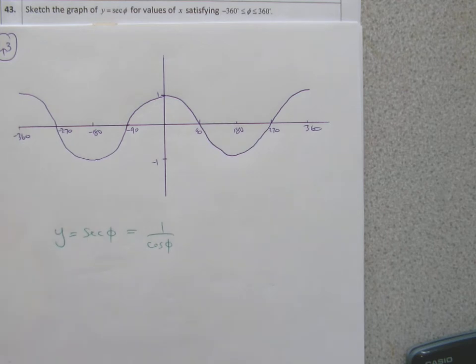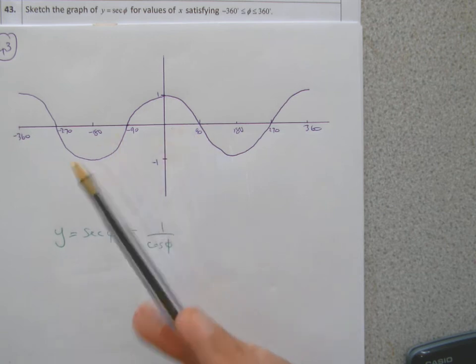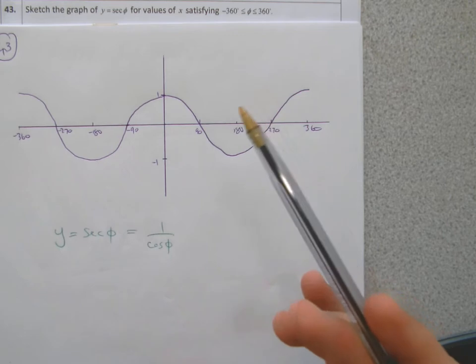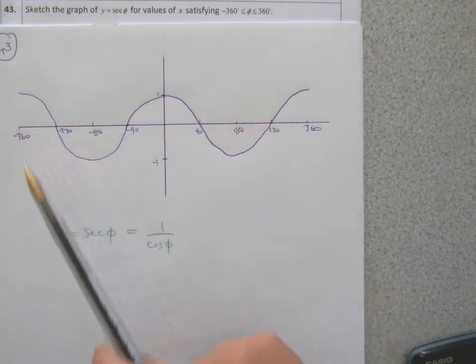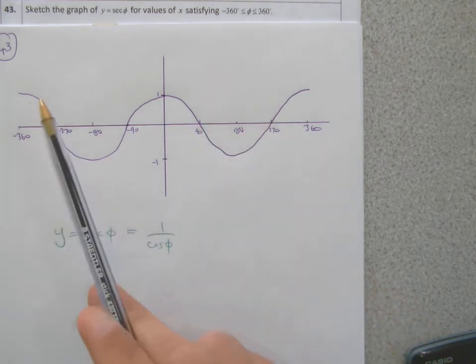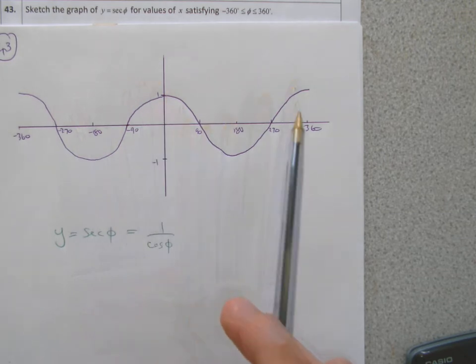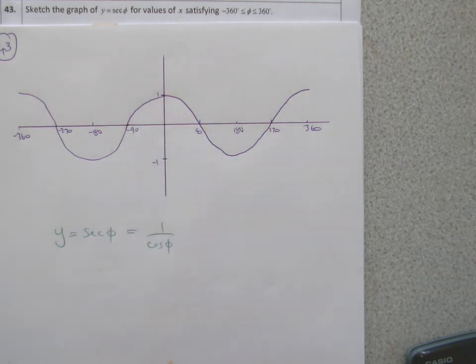So you can see here why I've drawn a quick sketch of the cos graph, because you can use the cos graph to get an understanding of the sec graph. Simple as that. So in order to draw the sec graph, ideally you need to have a sketch of the cos graph, and we can work from there.